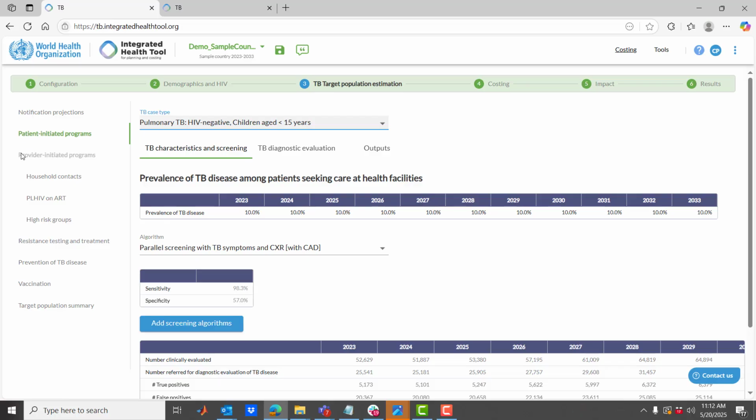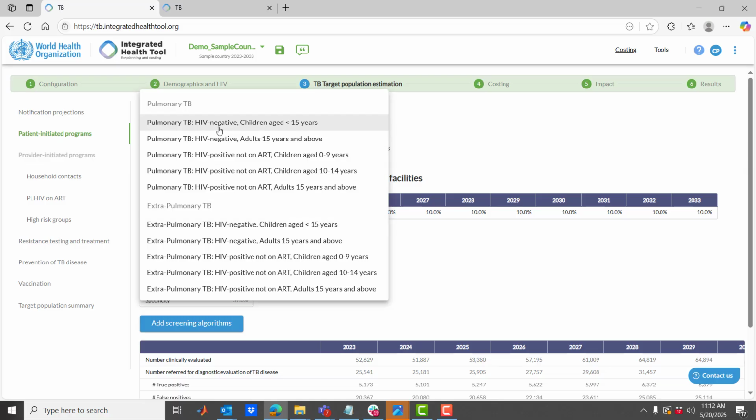After configuring the provider-initiated programs, we continue with the configuration of the patient-initiated programs. From the total notification input and the distribution of patient or case types defined by the inputs, the model calculates the number of target population patients in different pulmonary, age, and HIV categories.